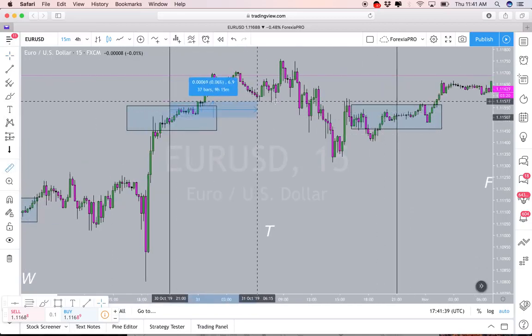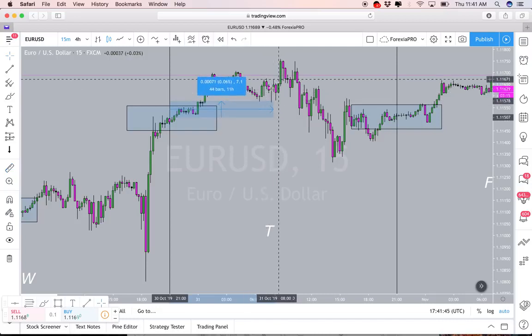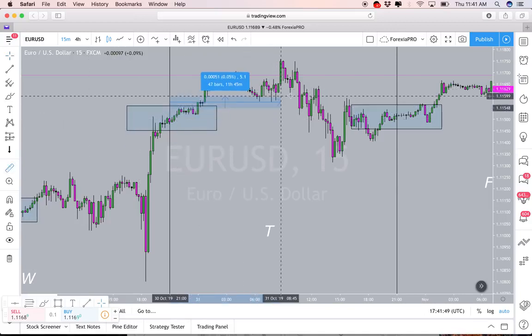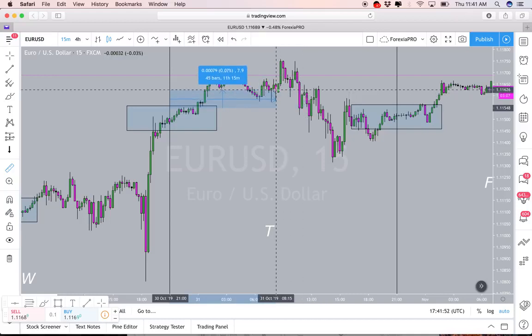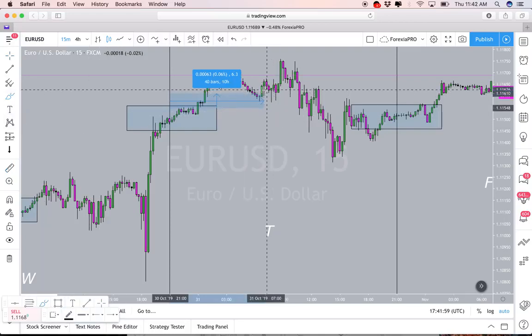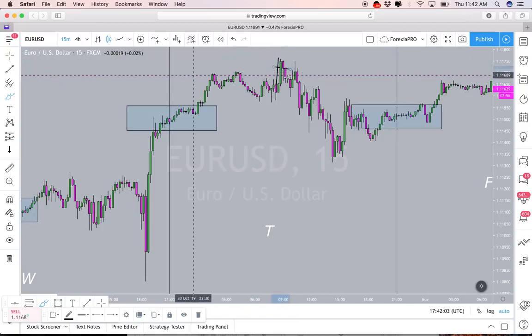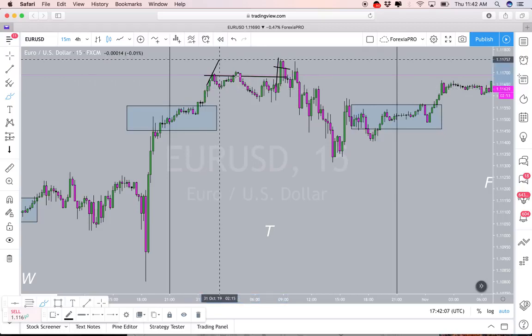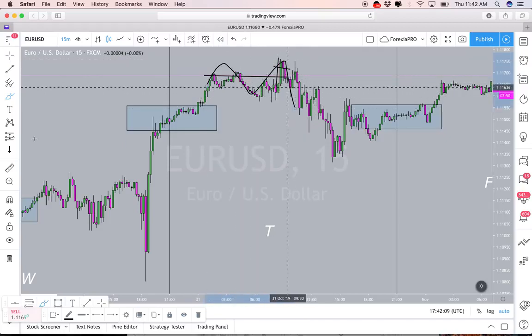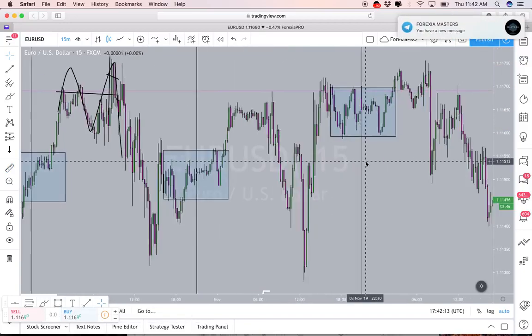Asian session consolidation. Once again, breakout to the high, M formation off the high. And an hour later, we break to the high, perfect entry, M formation off the high. 30 to 40 pips.